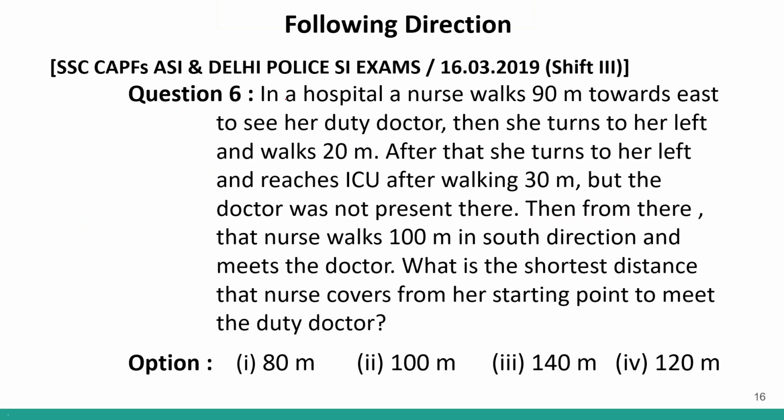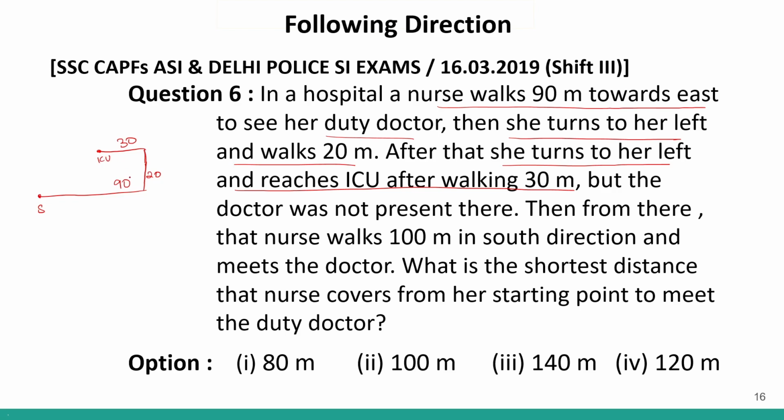Now, in a hospital, a nurse walks 90 meter towards east. So 90 meter towards east. So here, this is the starting point to see her duty doctor. And then she turns to her left and walks 20 meters. So left will be this direction and she walks for 20 meters. After that, she turns to her left and reaches ICU after walking 30 meters. So let's say this is the starting point. From here, she walks 30 meter to see the ICU. Here we have the ICU.